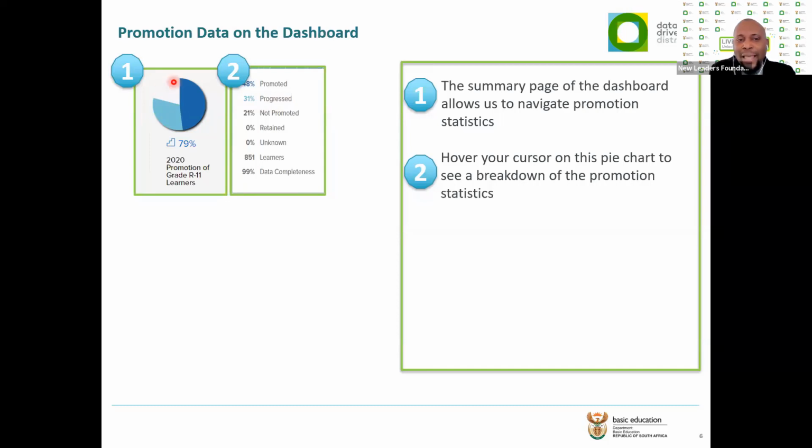Then the one that is not here is the not promoted learners, right? Out of all this pie chart, we have one which has no percentage. We also have unknown. When we say unknown, unknown means those learners that do not have promotion status, those learners that have missing data. So we have 0%. Now, this promotion percentage is run under the total number of learners, which is 851, right?